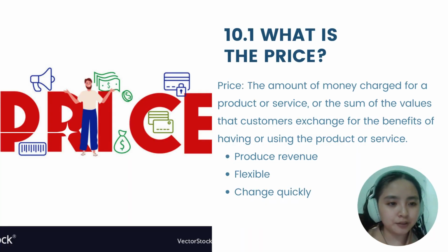Okay, next we'll move to what is the price. Price is the amount of money charged for a product or service, or the sum of the values that customers exchange for the benefits of having or using the product or service. So here, price is the only element in the marketing mix that produces revenue. All other elements represent cost, and price is also one of the most flexible marketing mix elements. Unlike product features and channel commitments, prices can be changed quickly.